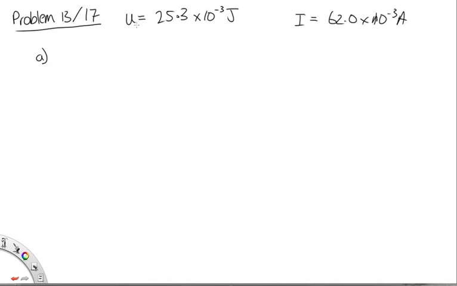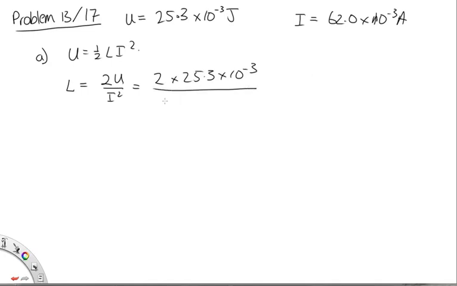So this is the magnetic energy. We've got the formula for magnetic energy. U is equal to a half Li squared. So we can just rearrange this so that we've got L is equal to 2U over I squared. And now all we need to do is simply substitute in. So this is 2 times 25.3 times 10 to the minus 3 over (62 times 10 to the minus 3) squared. And solving that on the calculator, we end up with 13.2, and it's inductance, so it's in henries.